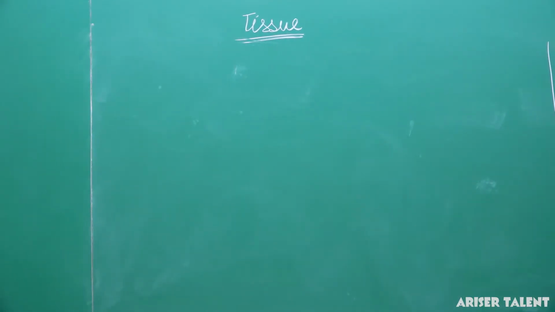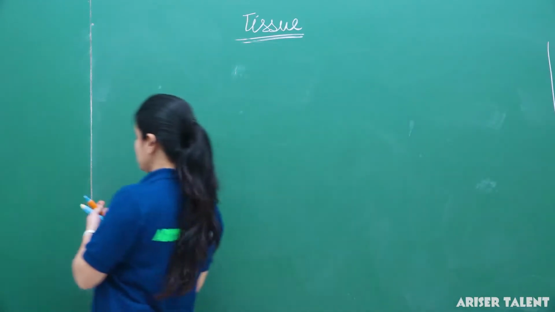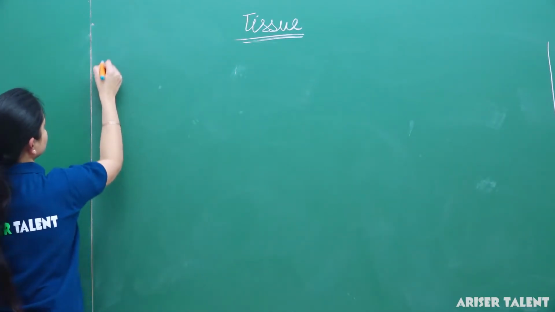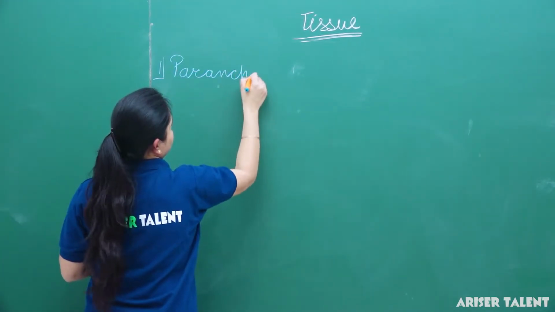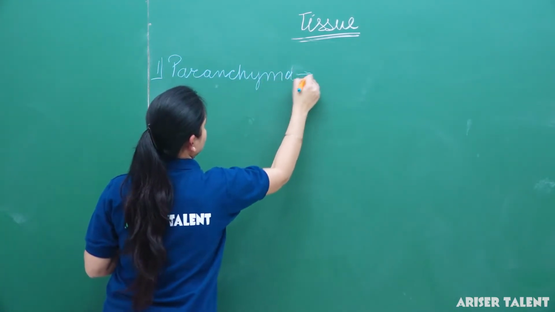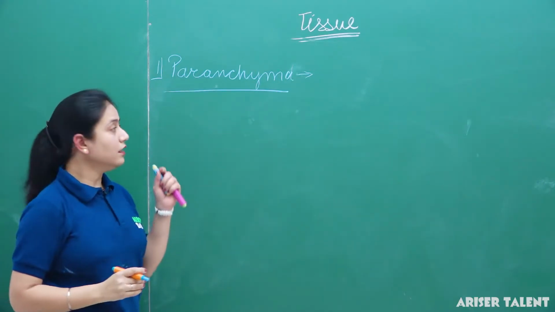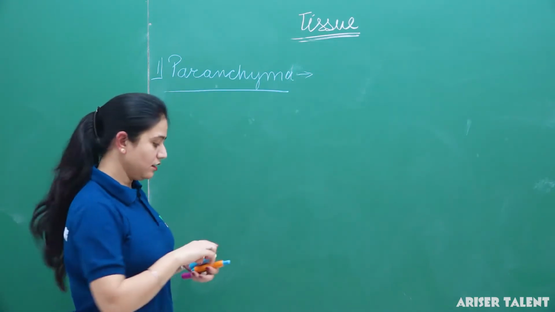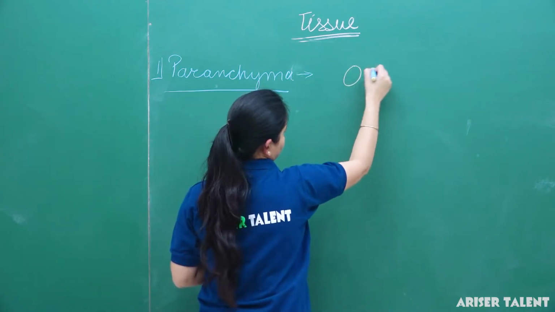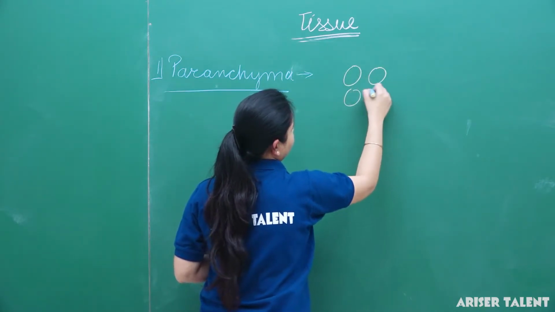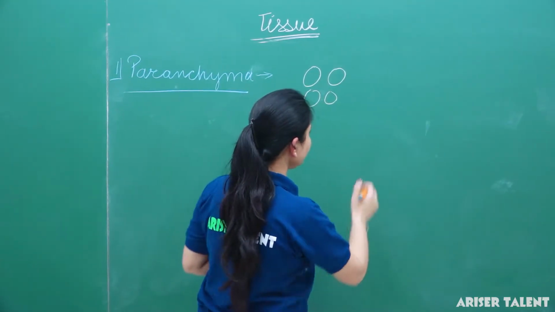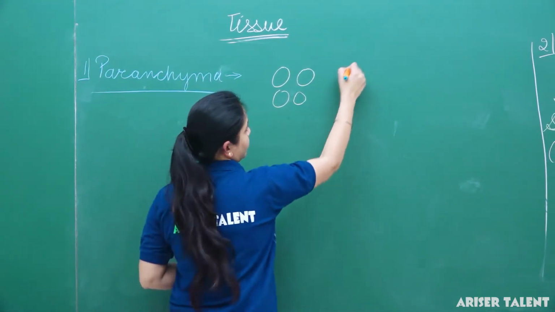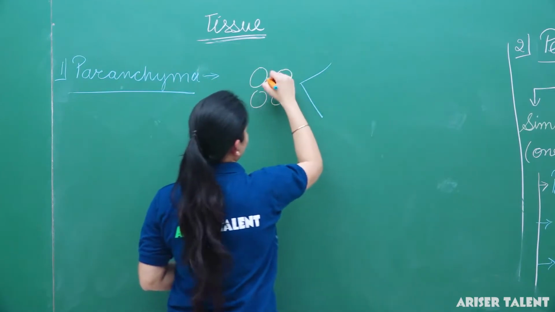Now we will study about these. Number 1 is parenchyma. Parenchyma has large intracellular space. Suppose this is the cell, so they have large intracellular space, and this parenchyma is again divided into two parts.